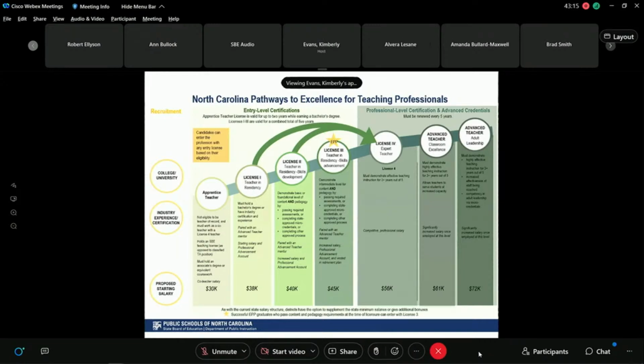This is Rob Ellison from CMS. The compensation at each level, I'm assuming that is the state rate, not including any supplement from the districts, correct? Tom, that's correct. Thank you.